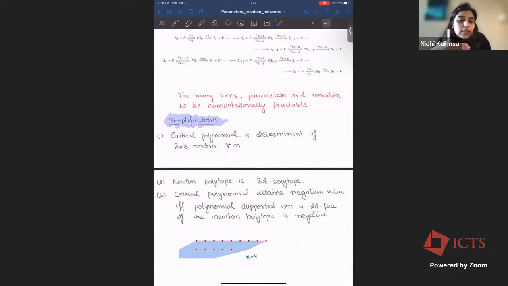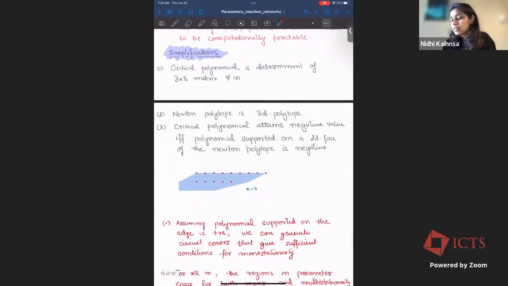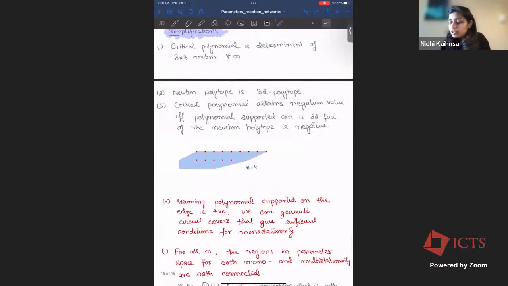We know that the network can be multistationary. But what's more interesting is when this line is always positive, that is, the polynomial supported on this 1-dimensional face is always positive, but something in the interior goes negative. That's the more interesting case. And in those cases, we show that in fact we can generate some nice circuit covers that would give us sufficient conditions for monostationarity. What is this critical polynomial?